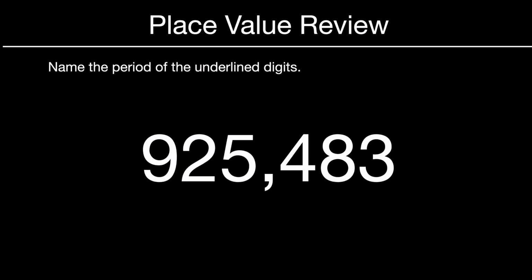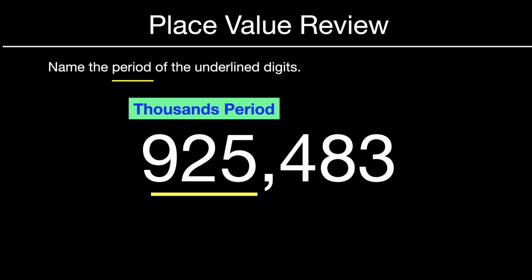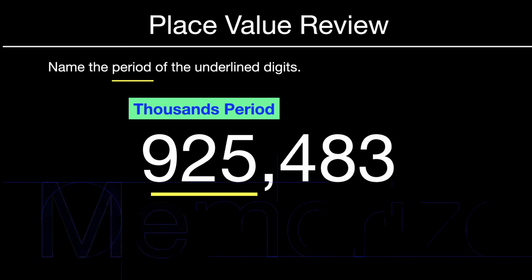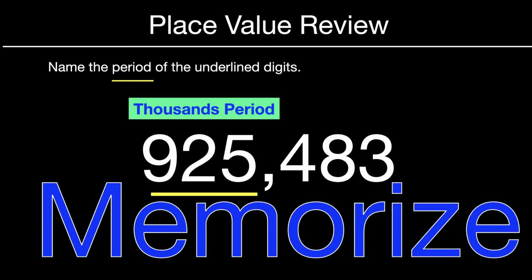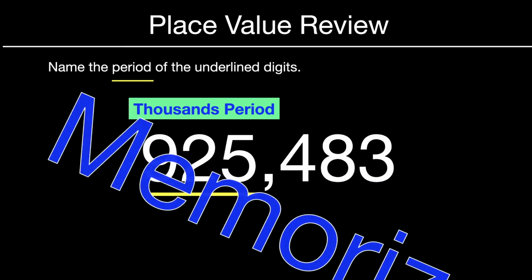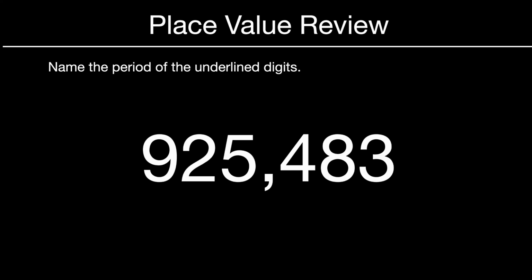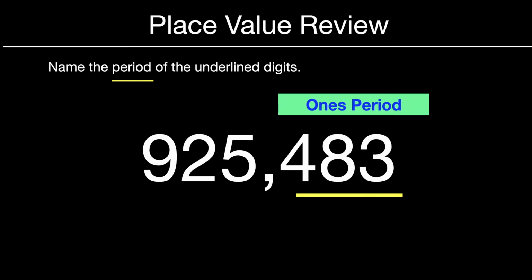Name the period of the underlined digits. So remember, we're looking for the period. Now, is that thousands or ones period? Good, that's the thousands period. All right, we want to try to memorize those, including our place values. Name the period of the underlined digits. Okay, that would be the ones period.